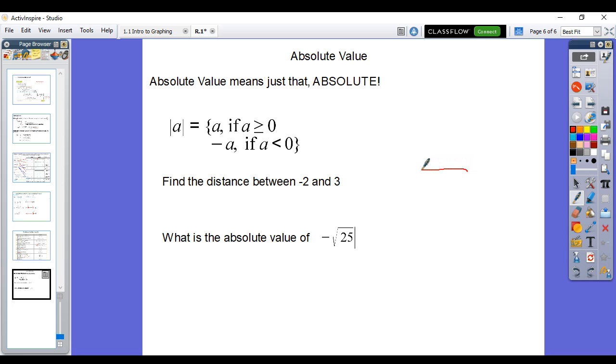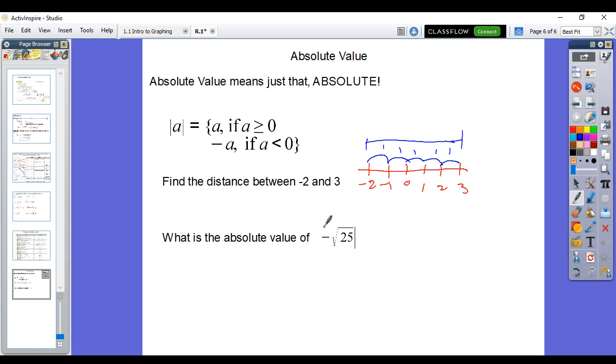Let's look at this on a number line. So let's say this is -2. Then it's -1, 0, 1, 2, 3. I want to know what's the distance from here to here. And from looking at it, that's not 1. So let's count the spaces. Starting at -2, to -1, that's 1, to 0, to 1, to 2, to 3. So that's 1, 2, 3, 4, 5. So the distance between -2 and 3 is 5.